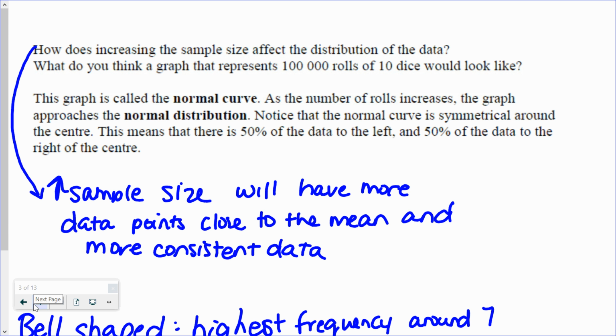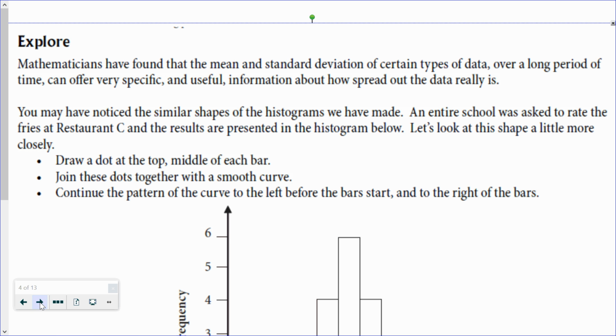So now if you flip over to the next page, it says page 21 at the bottom. This is that statistics workbook that we've been looking at. And it says 6.3 normal distributions at the top. It says explore. Mathematicians have found that the mean and standard deviation of certain types of data over a long period of time can offer very specific and useful information about how spread out the data really is. You may have noticed similar shapes of the histograms we've made.